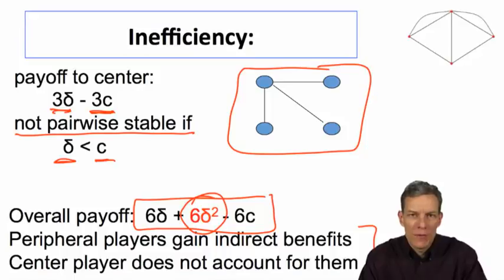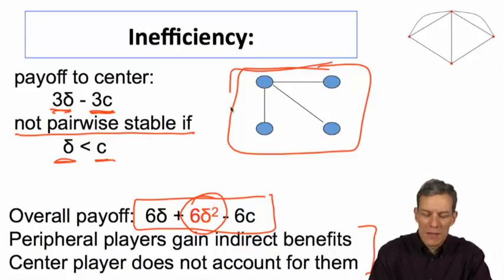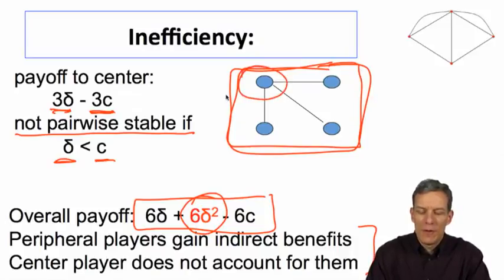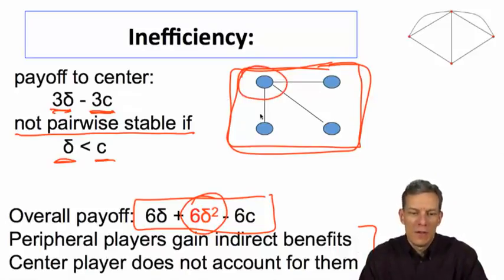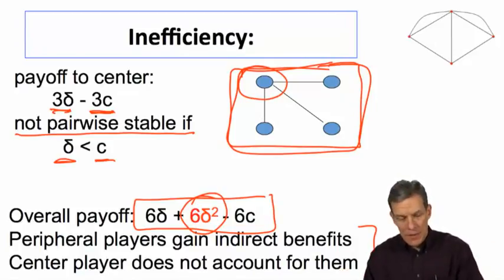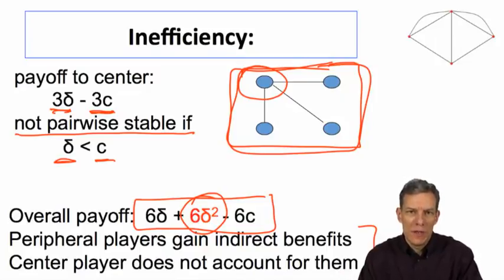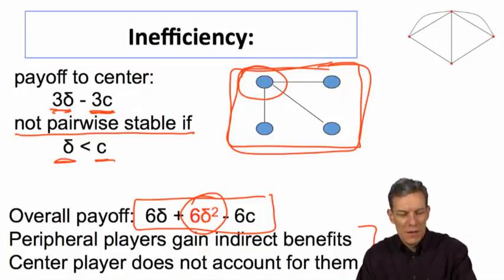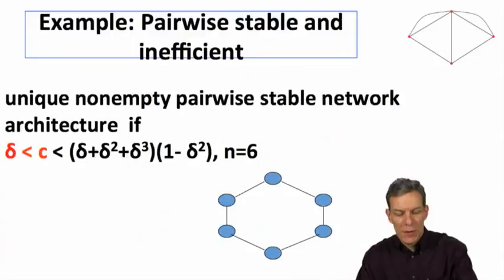So here we get a simple inefficiency. And now we see why there might be a difference between what's socially efficient. The value is highest from this, and yet the center isn't seeing enough of the benefits, and so says, forget it, it's not worth it. The peripheral players are seeing indirect benefits, the center is not seeing them, and severs the links. Okay, so that's the difference between the efficiency and the pairwise stable networks.